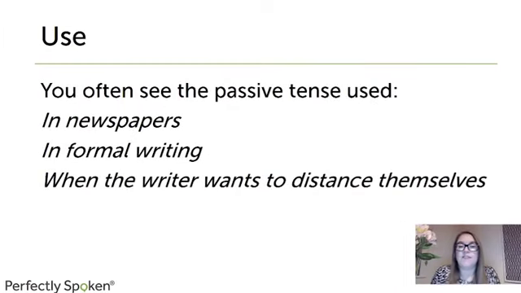Okay, so we often see the passive tense used in newspapers, in formal writing, or when the person who's writing wants to distance themselves. They're not being direct. They're not saying who did the action. So these are the uses of the passive tense. So what we need to look at now is how we make it. How do we form this tense?